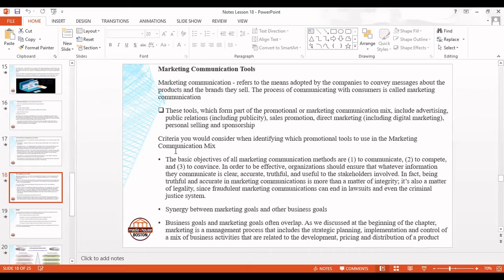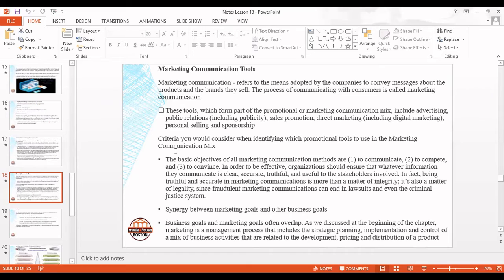I just wanted to ask the difference between marketing communication tools and advertising tools. I'm not sure if I am answered or I'm confusing myself with the two. Advertising is part of communication mix. That's the first thing you need to understand. Marketing communication tools, that definition says it refers to means adopted by companies to convey messages about the products and brands that they sell. Within marketing communication mix, we only have 6 or 7 concepts. We have advertising as number one. We have public relations, we have publicity, we have sales promotion. These are the tools of marketing communication.